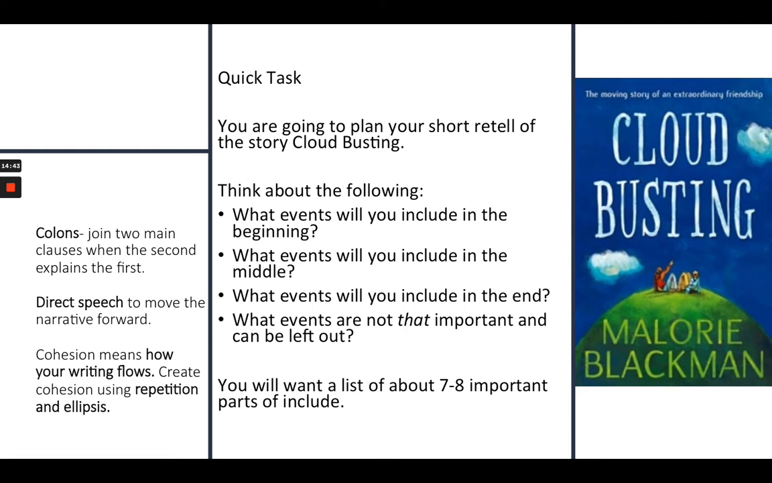It's time for you to do your writing. Before we actually start writing, we need to do what good authors do, and we must plan our short retell. I'd like you to take 5 minutes and think about and plan your writing. Jot down a list of 7 to 8 of the most important parts of cloudbusting that you would like to include in your writing. Include 1 or 2 points in the beginning, 3 or 4 points in the middle, and 1 or 2 points for the end. Pause the video here and return when you've completed your plan.